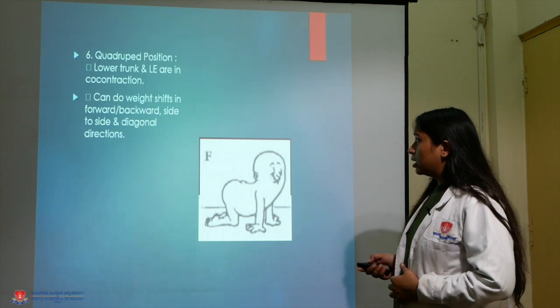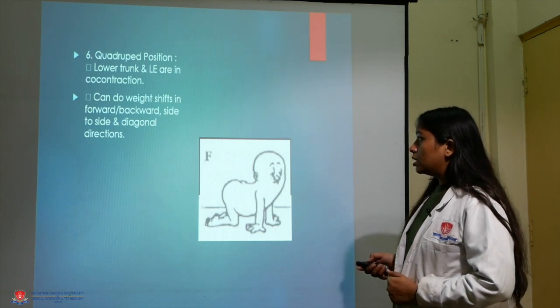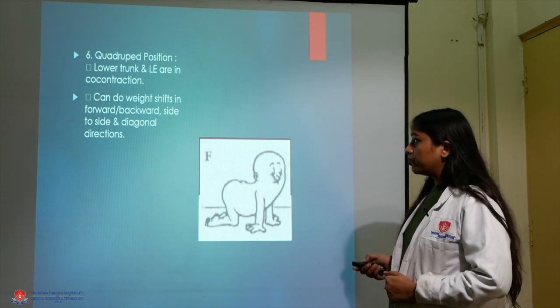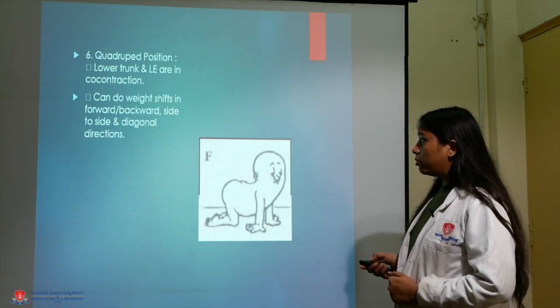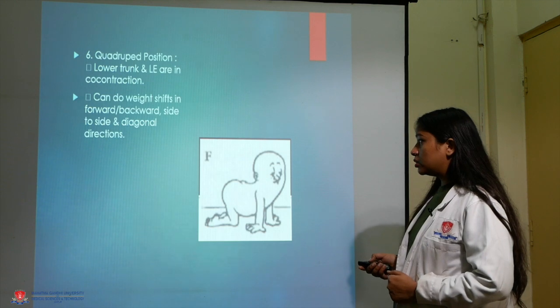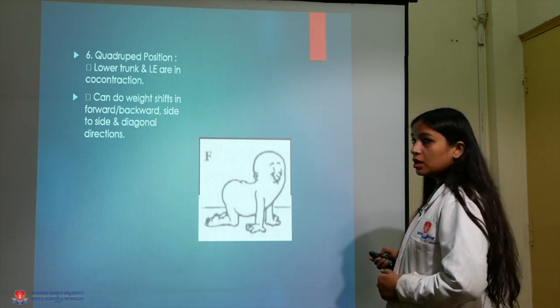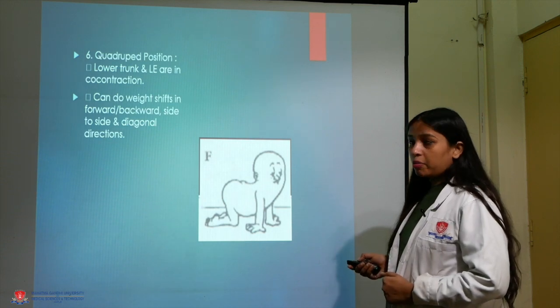The next is the quadruped position. It includes the lower trunk and lower extremity in co-contraction. The patient can do weight shifts in forward, backward, sideward, side to side and diagonal directions. So this position we will give with the developmental pattern.